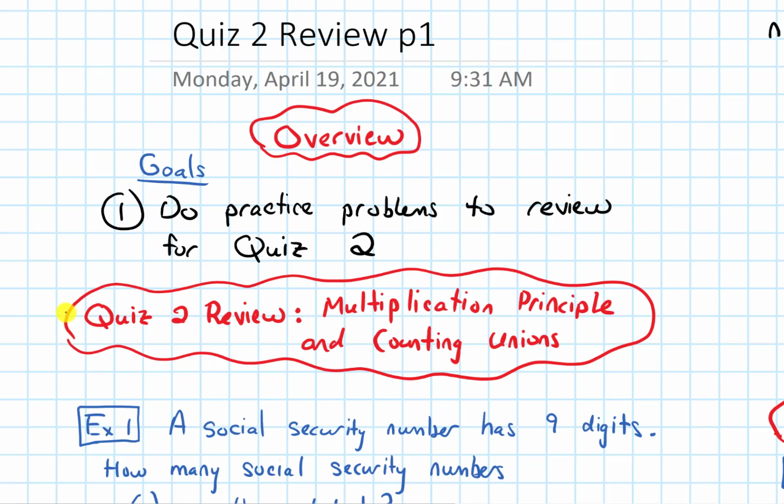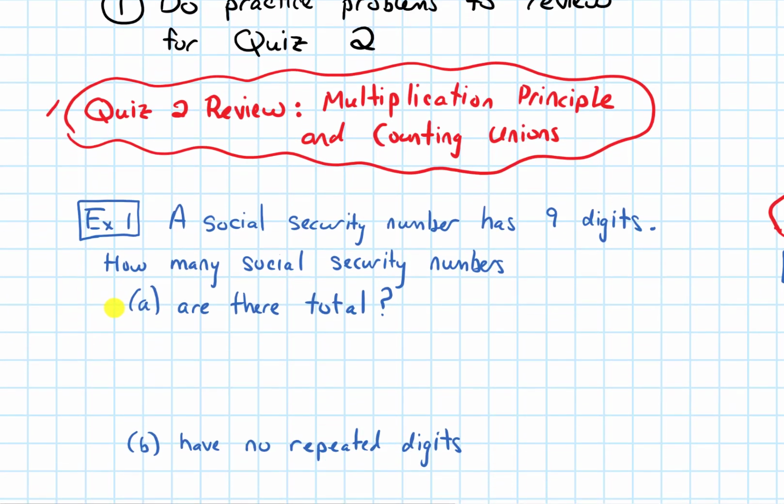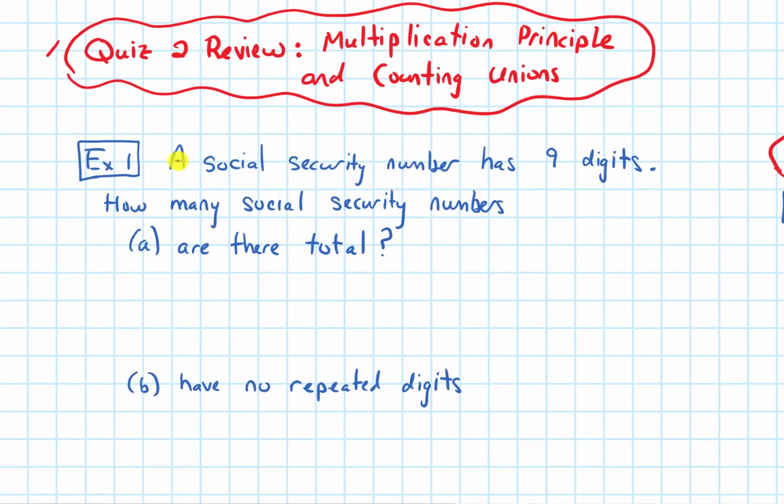In this video, we are going to begin some quiz 2 review and focus on the multiplication principle and counting unions. So our goals in these videos are simply to do some practice problems to help review for the quiz. The scenario that I want to look at in this video is: a social security number has 9 digits. Part A says, how many social security numbers are there total?